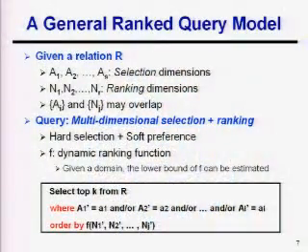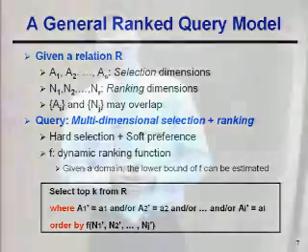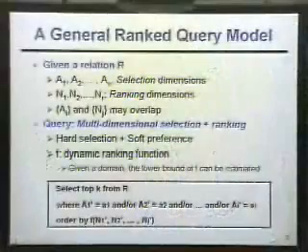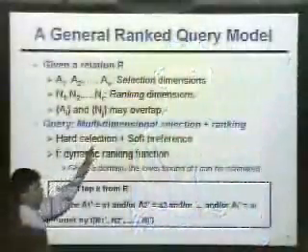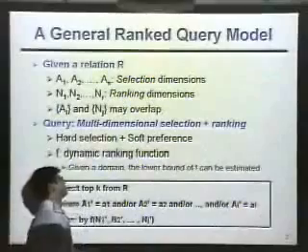So this is another kind of scenario where this method is greatly needed. In general, let's look at the general formulation of the problem. We have a relation R. We have a set of selection dimensions, and we have a set of ranking dimensions or measure dimensions. And these two sets of dimensions can overlap with each other. So our query has n-dimensional selections and also has ranking functions.